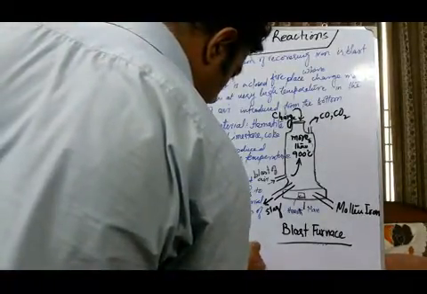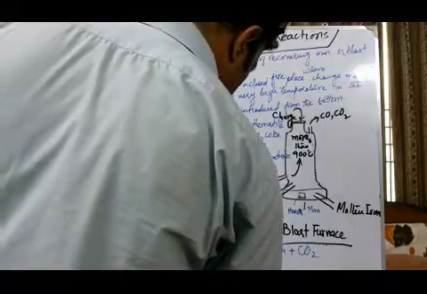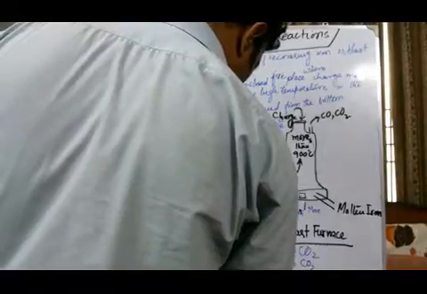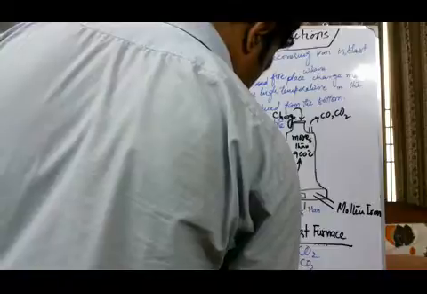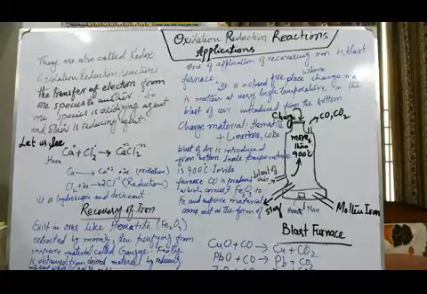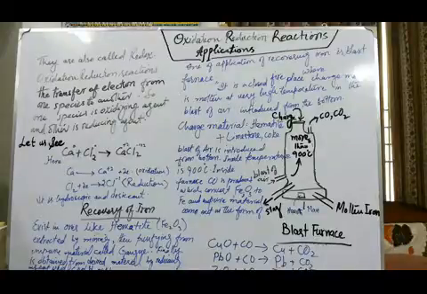Copper oxide, when reacted with the carbon monoxide, changes into the copper plus carbon dioxide. Lead oxide, when reacted with the carbon monoxide, changes into the lead plus carbon dioxide. Zinc oxide, when reacted with the carbon monoxide, changes into the zinc. So these metals can also be extracted from their ores in the blast furnace. So the blast furnace is very much important where the metals are recovered from their respective ores.